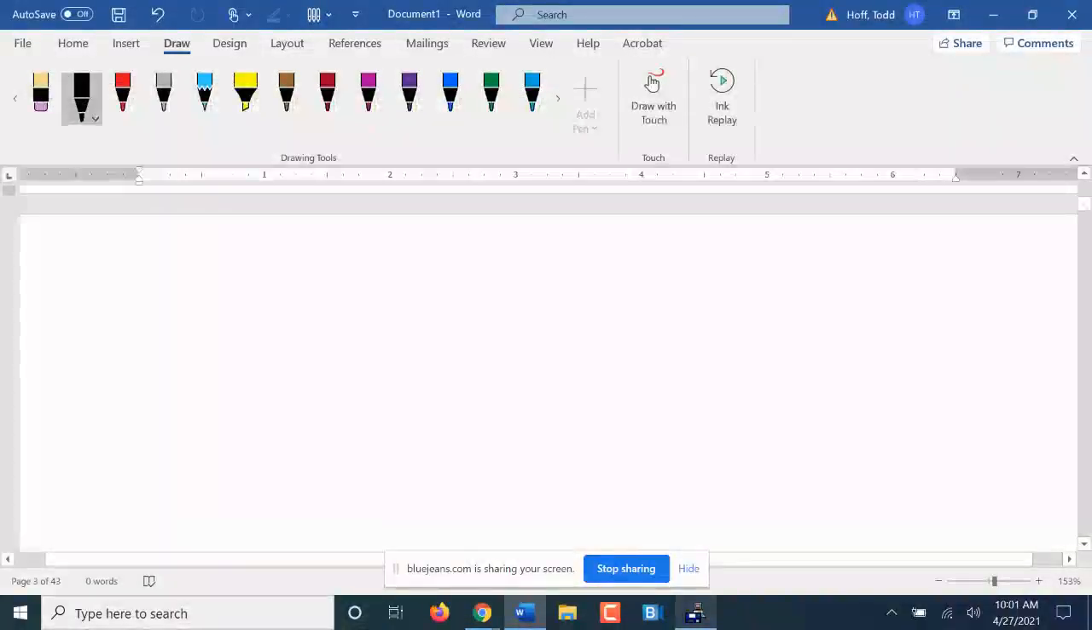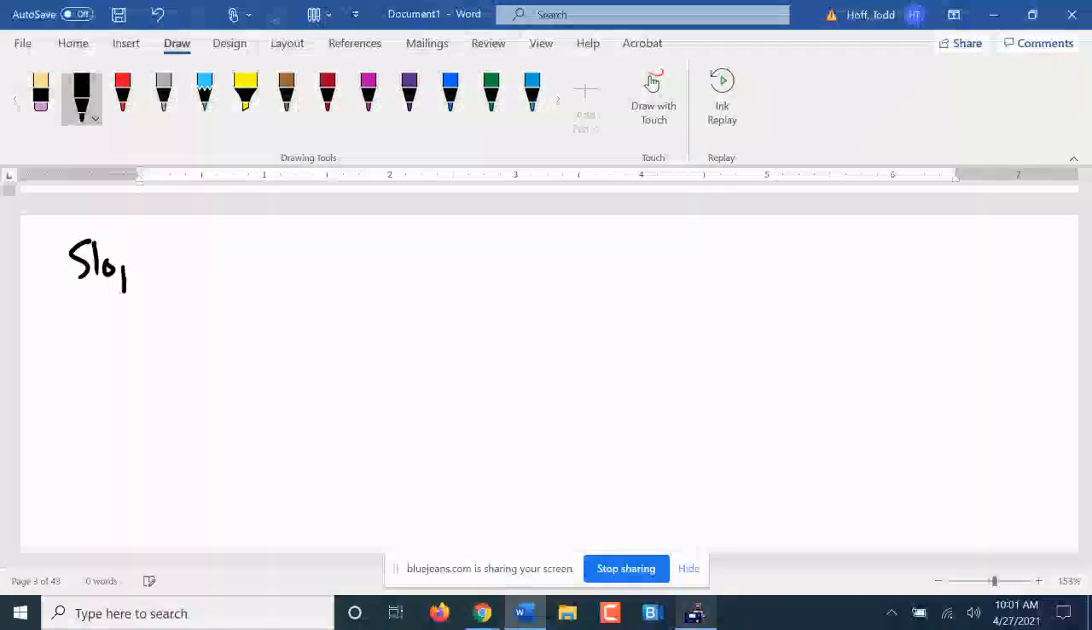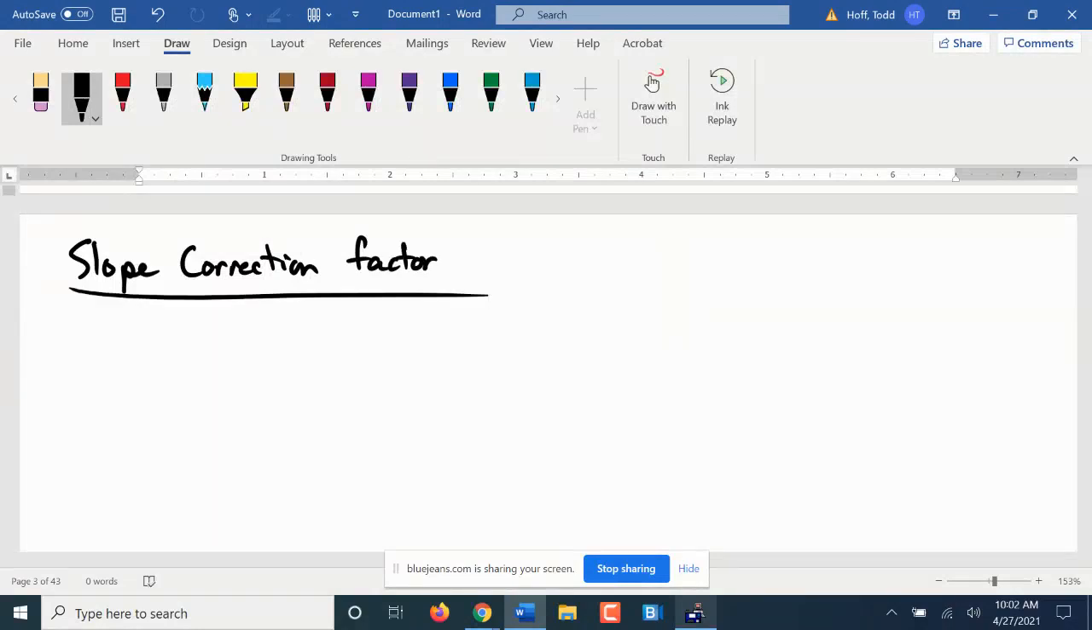Now, the other thing I want to look at, we talked about it a little bit last week, but I want to make sure we discussed this again. It's called the slope correction factor. The slope correction factor deals with areas on a slope surface.